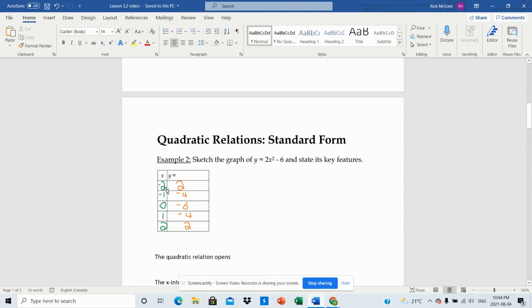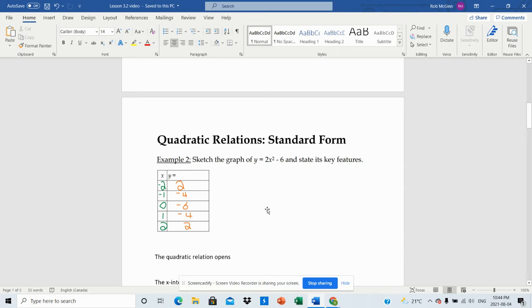So when I sub minus 2 in for x, y ends up being positive 2. When I sub in minus 1 for x, y is minus 4. 0 for x, y becomes minus 6. Positive 1, it's minus 4. And positive 2, it's 2.